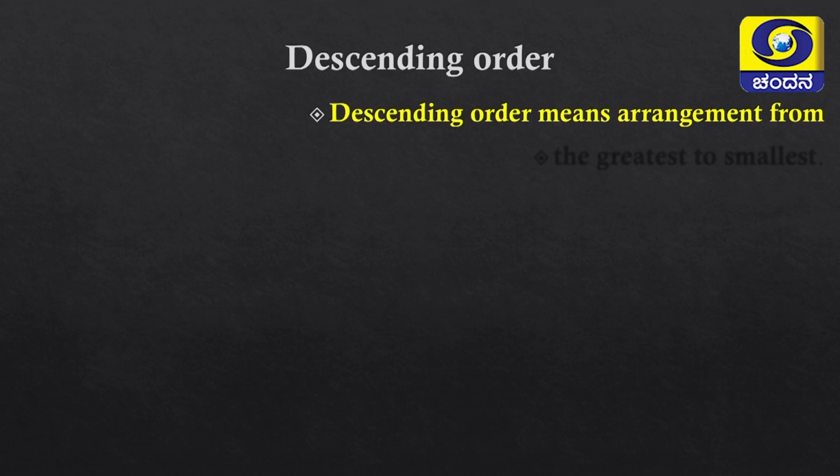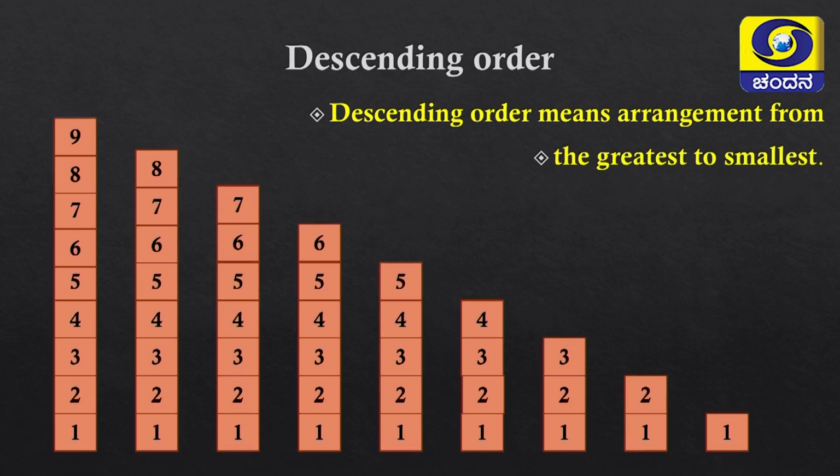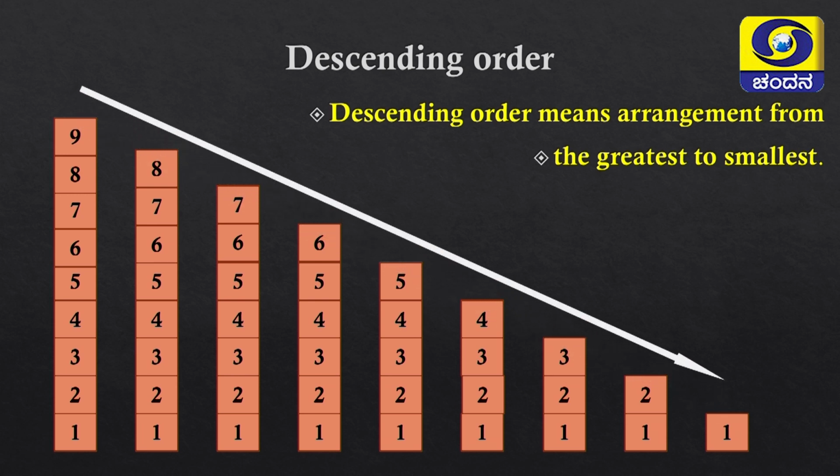If the arrangement is from greatest to smallest, it is called descending order. It is called descending order. You can see here, you are stepping down here. Yes, I think you have understood the concept.